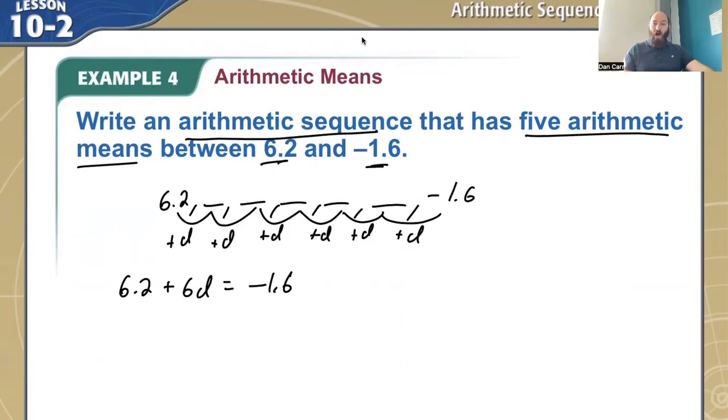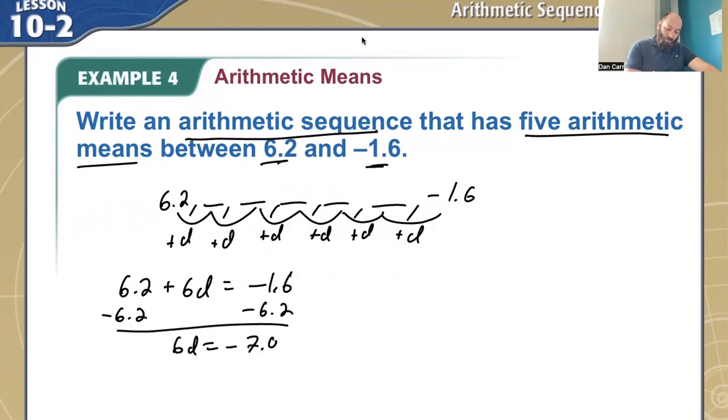So I'm kind of modeling how many numbers. So even though it's 5 arithmetic means, what that means is that's 5 numbers in the middle. So we actually have to do 6 steps to get there. So that means I can kind of solve this as its own little formula. Subtract 6.2 to both sides. So 6d is equal to a negative 7.8. And then we divide both sides by 6. So negative 7.8 divided by 6 gives me negative 1.3.